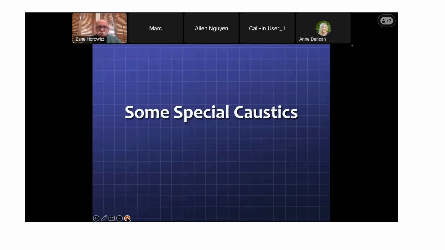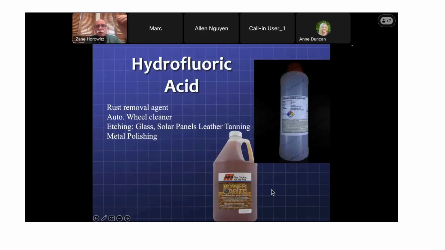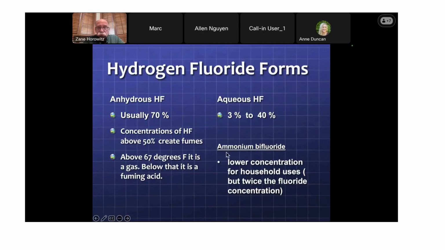So let's talk about some special caustics that are out there. We talked about hydrofluoric acid yesterday, so I'm not going to belabor it that much. It's used as a wheel cleaner, a metal parts cleaner and a rust remover. It's also coming into increased use with solar panel cleaning as well. There are different concentrations. There's a home or hobbyist concentration of aqueous HF of 3%. But I mentioned yesterday the ammonium bifluoride is usually a household use, but it's got twice the fluoride. So at 10% ammonium bifluoride, it's really equivalent to a 20% HF, and that's a pretty scary concentration to use.